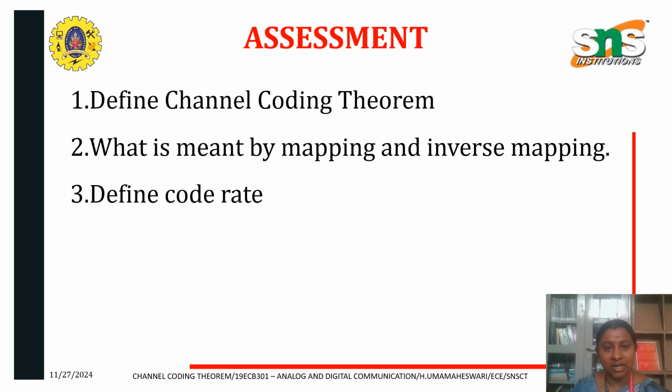Assessment: define the channel coding theorem. Then what is meant by mapping and inverse mapping.